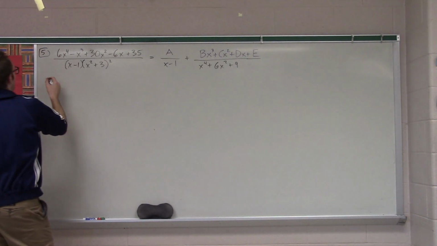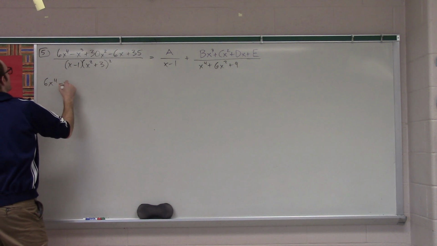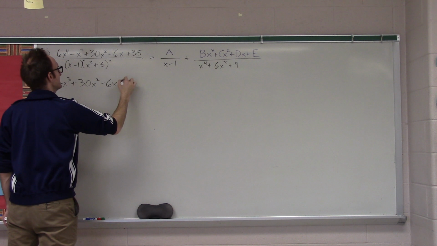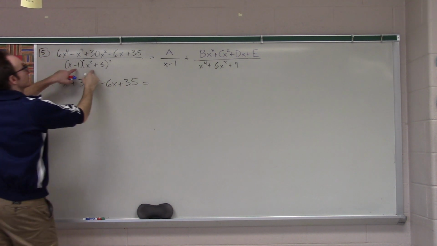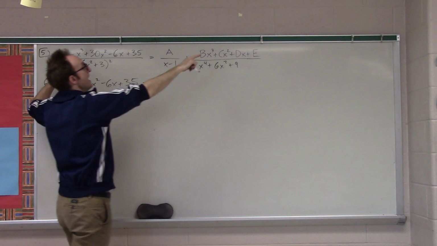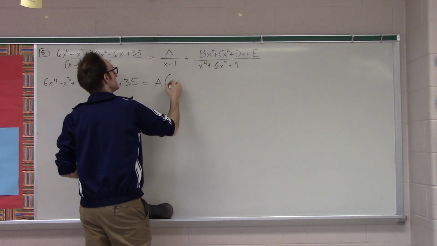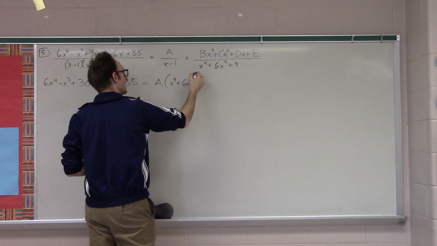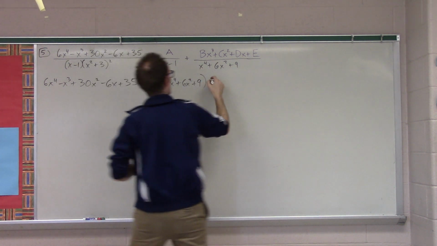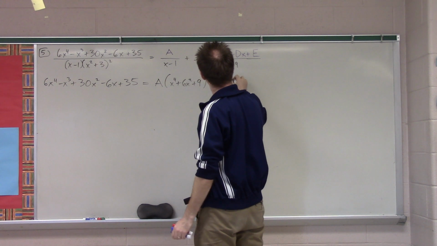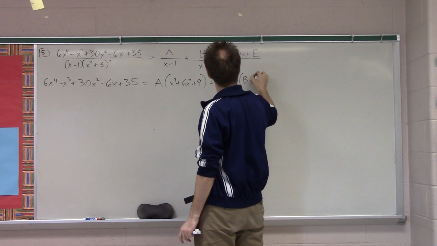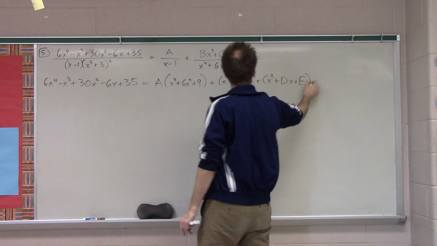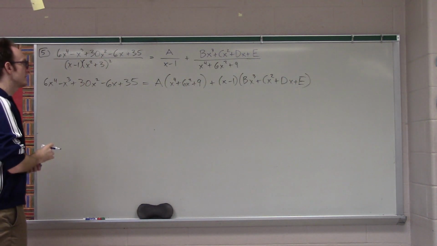All right, and I don't know, maybe this is kind of hard. Let's see what happens. I think I picked some nice numbers, so hopefully it's not too bad. So I'm going to multiply through by these two denominators. And I'll get here a times x to the 4th plus 6x squared plus 9. And here I'll get x minus 1 times bx cubed plus cx squared plus dx plus e. Okay, and now I just need to find out what a, b, c, d, and e are.